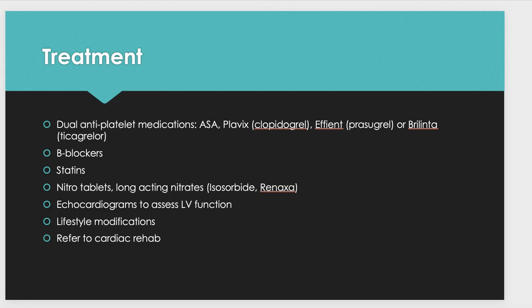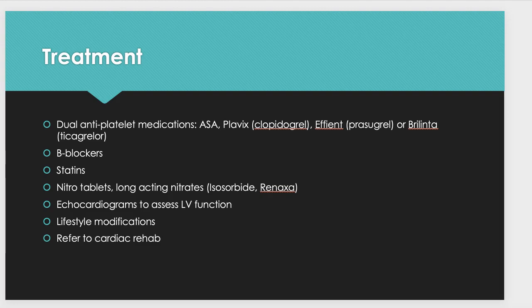If a patient does receive a percutaneous intervention like a stent, patients need to be on dual antiplatelet medications. That includes aspirin, Plavix, Effient, or Brilinta, and they need to stay on those medications for at least 12 months. They also need to be started on beta blockers, statins. I always prescribe nitro tablets for these patients, and patients that have continued issues with angina may need to be started on long-acting nitrates, and these include isosorbide and Ranexa.